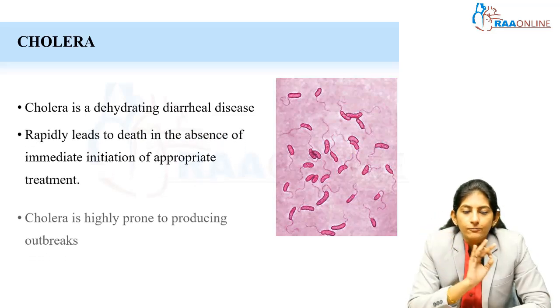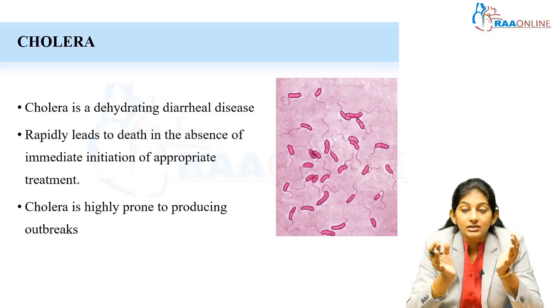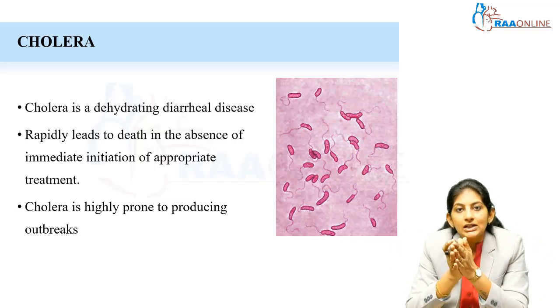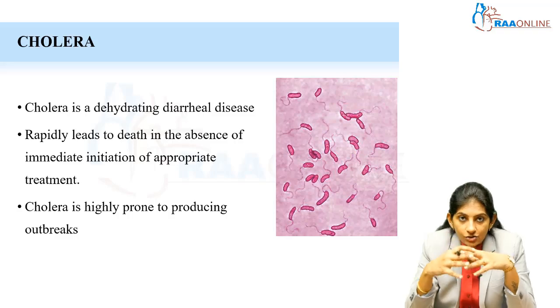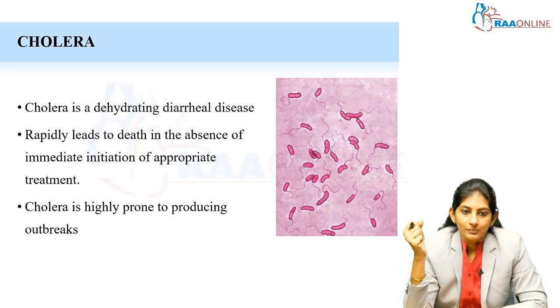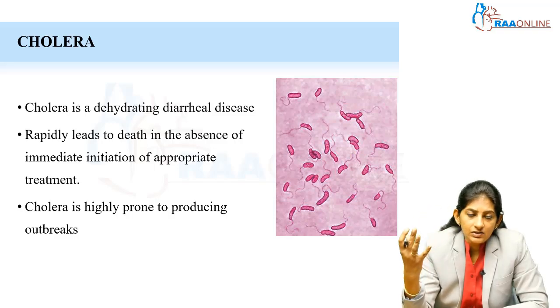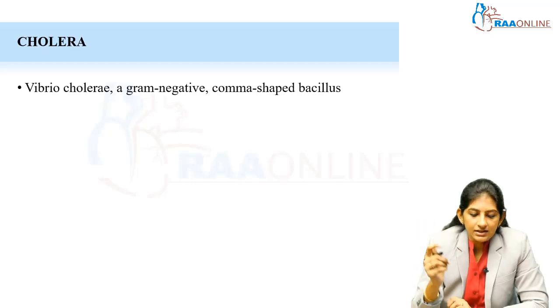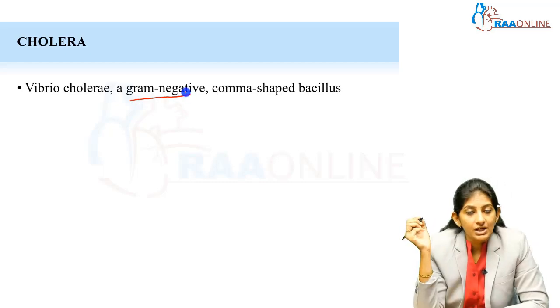Cholera occurs most often as an outbreak or epidemic. And once an epidemic ends, the organism circulates in that particular locality as endemic. So it is a disease which is highly prone to producing outbreaks. Cholera is a gram-negative comma-shaped bacillus.